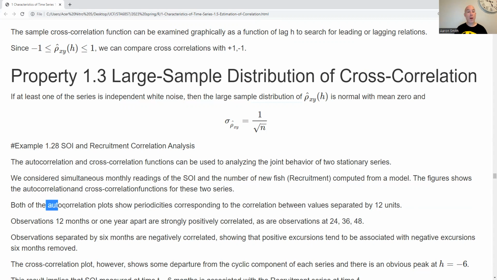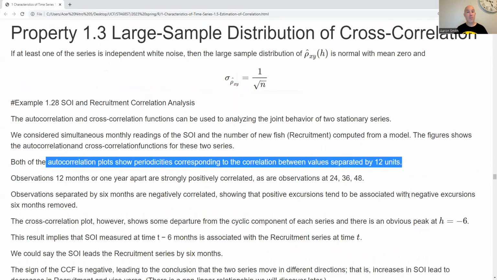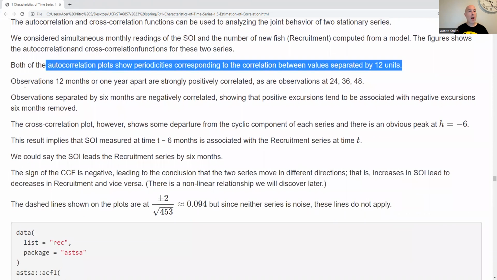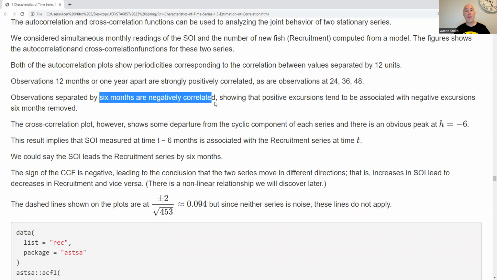Both autocorrelation plots show periodicities corresponding to the correlation between values separated by 12 units. Observations 12 months apart, or 1 year apart, are strongly positively correlated, and so are multiples of 12. So I think there's something going on with a seasonal aspect. Observations separated by 6 months are negatively correlated. That's something to pick out, showing that the positive excursions tend to be associated with negative excursions with a gap of 6 months.